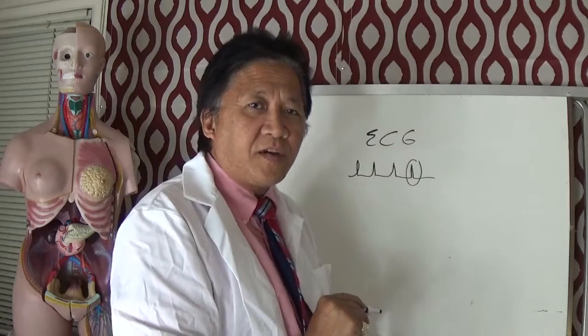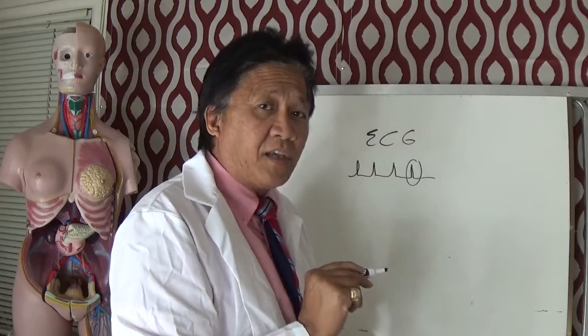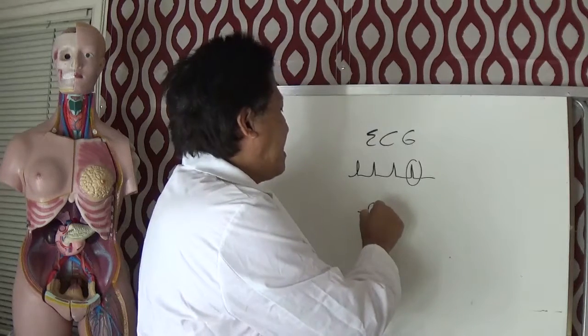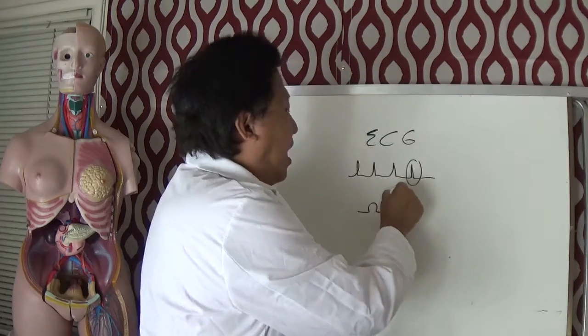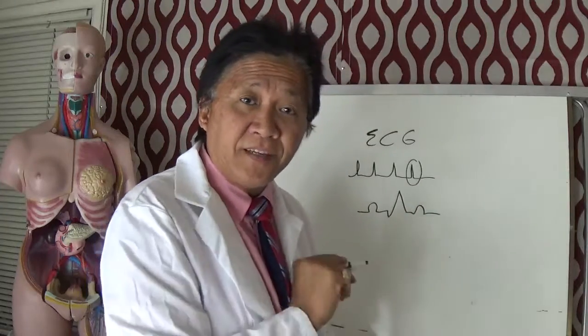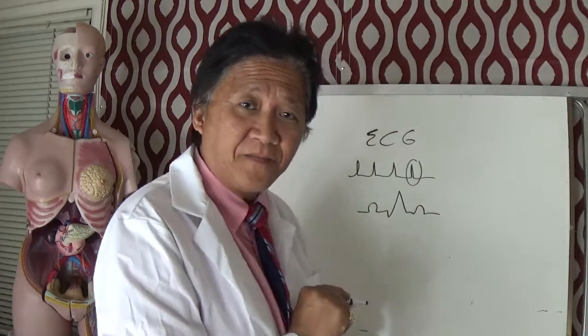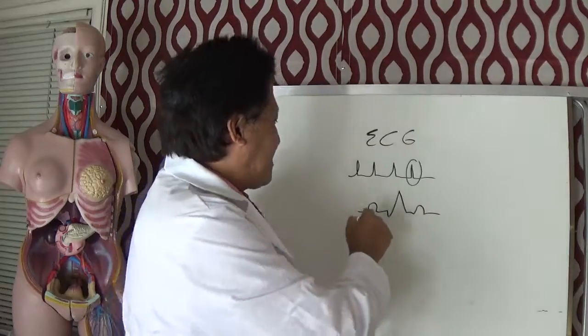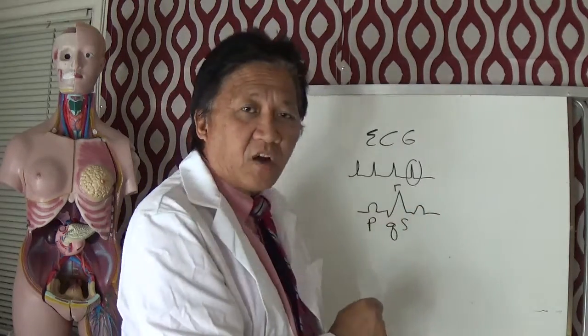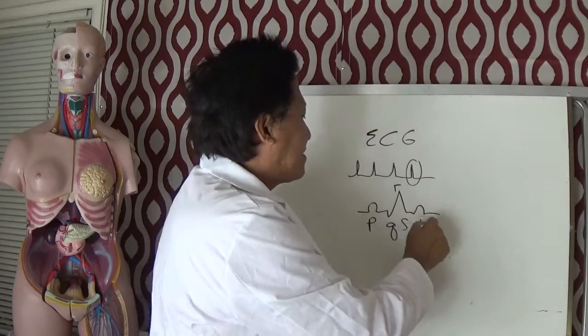You're familiar with the song A, B, C, D, E, F, G, H, I, J, K, L, M, N, O, P, Q, R, S, T, U, and me. We're going to study the ECG. See? So this is the P wave, the QRS complex, and then the T wave.